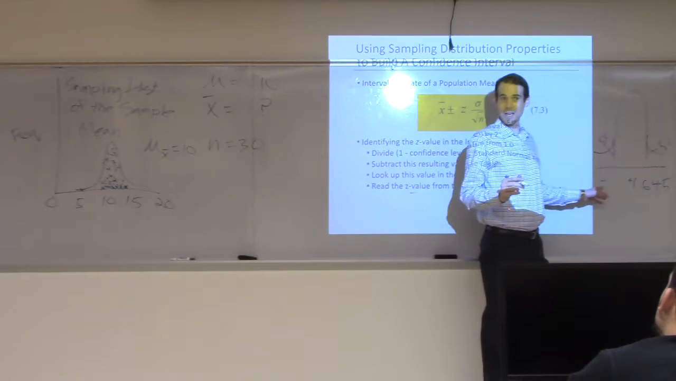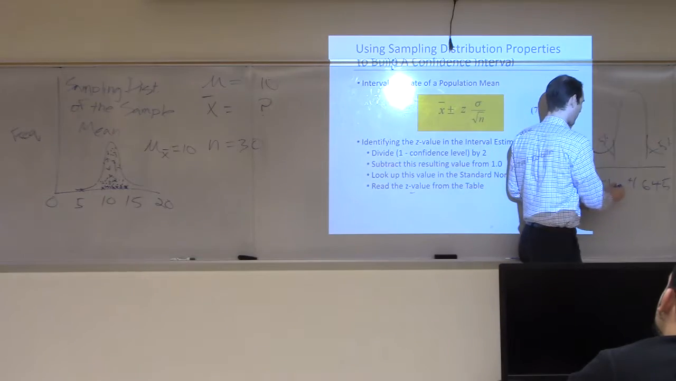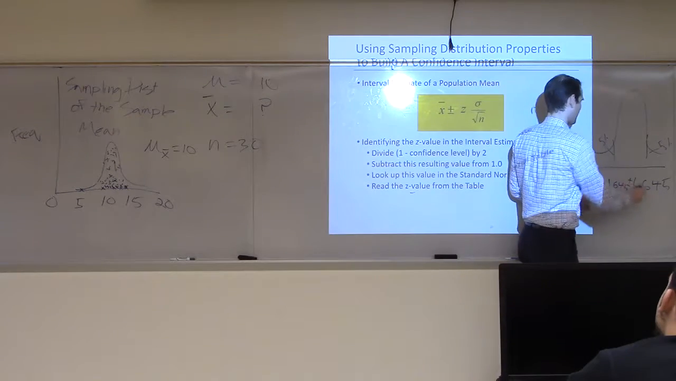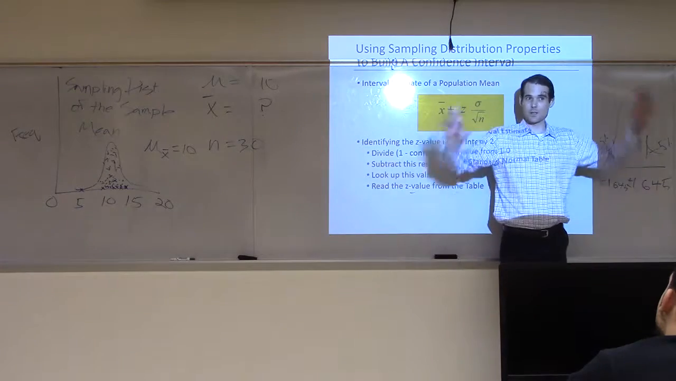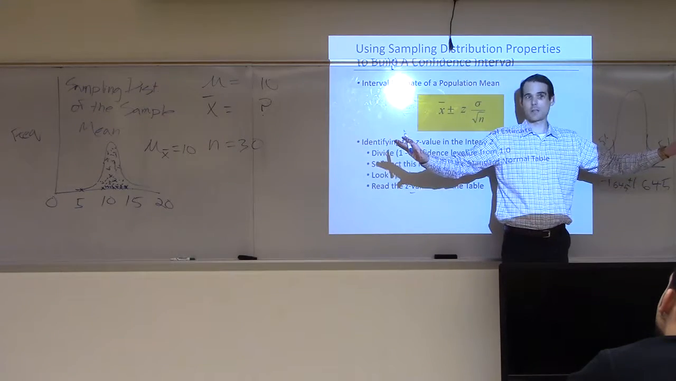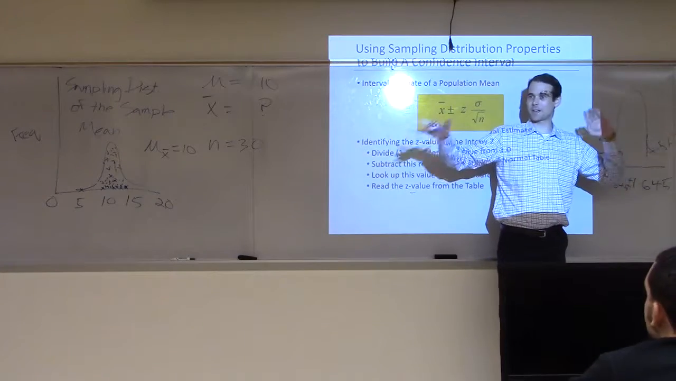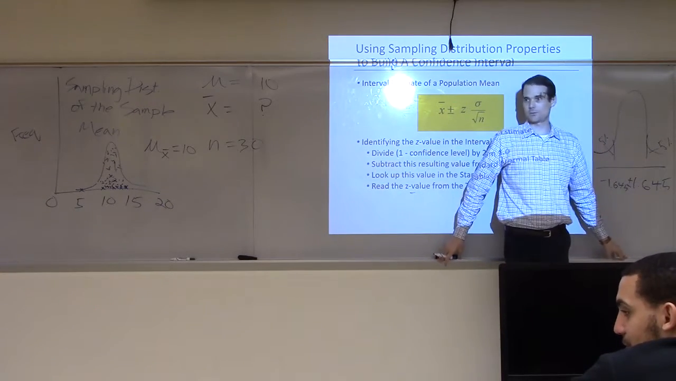You could look on the negative side and get the negative 1.645, or you could look at the positive side and get the positive 1.645. The normal distribution is symmetrical like that. Look on the negative side, positive side, it doesn't matter which one. Either way.